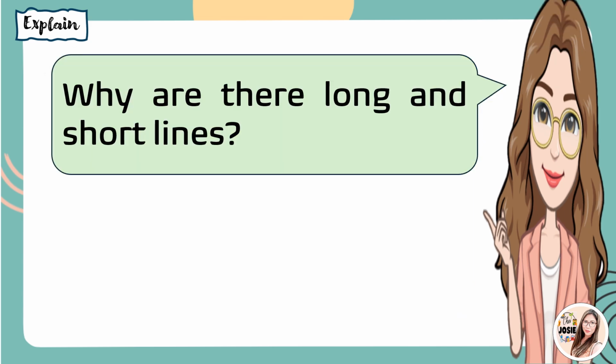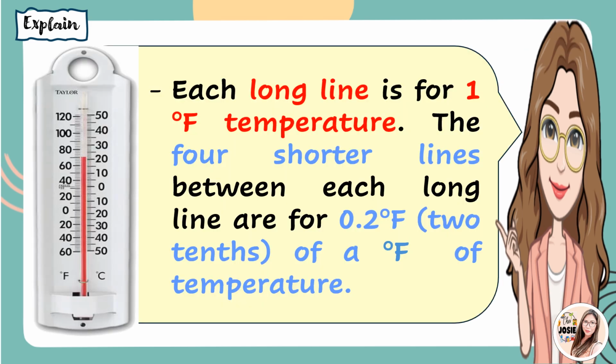Why are there long and short lines? Very good. Each long line is for 1 degree Fahrenheit. The 4 shorter lines between each long line are for 2/10 of a degree Fahrenheit.